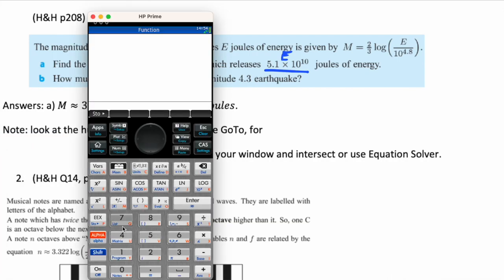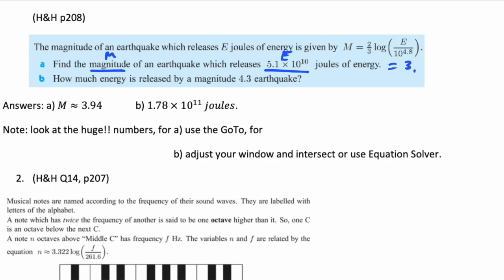So let me reboot my calculator. 2/3 times log 5.1 times 10 to the power of 10 divided by 10 to the power of 4.8. So just make sure everything's typed in correctly, and we get 3.94. Okay, that's 3.94.